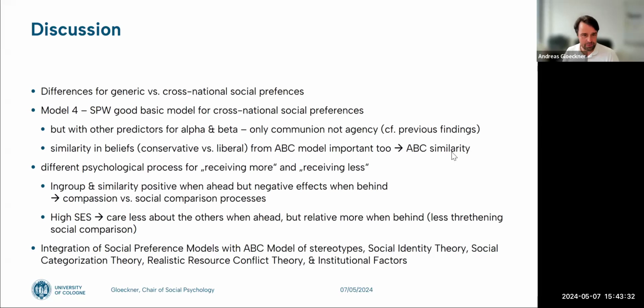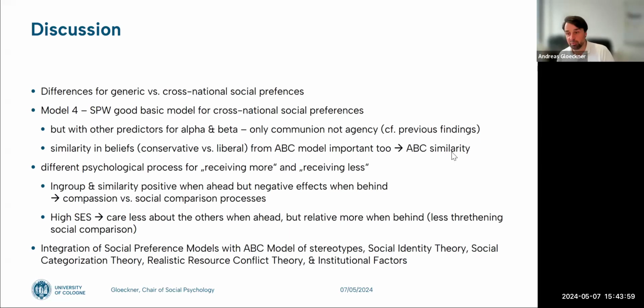And when receiving less, people seem to come into a competitive mode, and exactly the opposite findings are found for almost all predictor variables. What we think here, and this is mere speculation, to explain the results: if you're ahead, then compassion is what drives it, so you are compassionate with the in-group, with a similar person. But if you're behind, then social comparison processes in line with Festinger's social comparison theory play a role. Basically, it's even worse if you are behind in the in-group and with similar people.